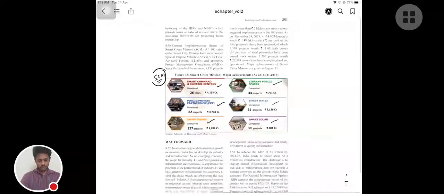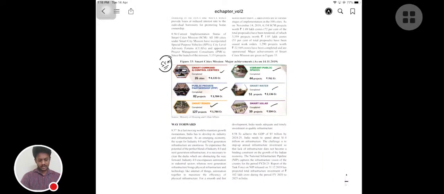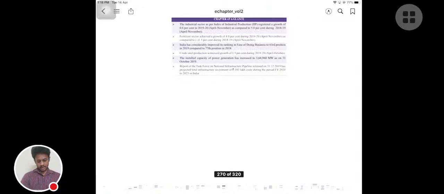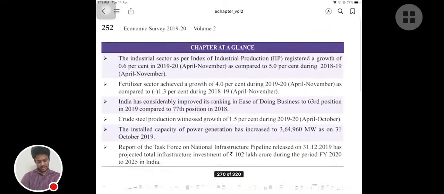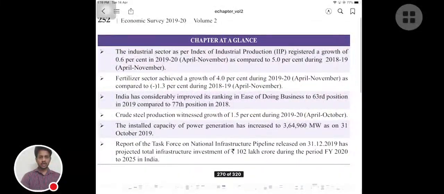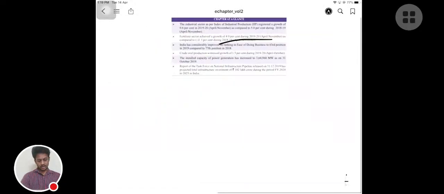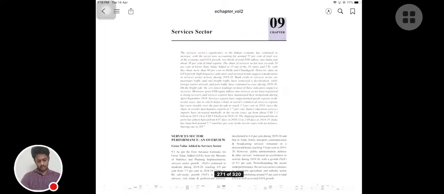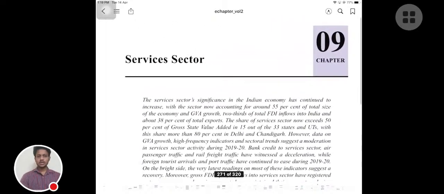Got it? This is what I can tell you from the Economic Survey part. The rest of all things is not necessary. And please check this chapter at a glance. The things which I have explained to you have again been written here. Take a snapshot and please remember and read all of these things before you go to the examination. It will give you a better picture in the prelims. And the next chapter, that is your service sector, I'll explain tomorrow.